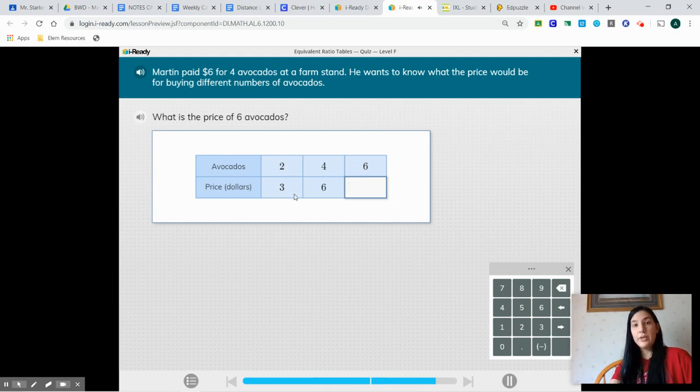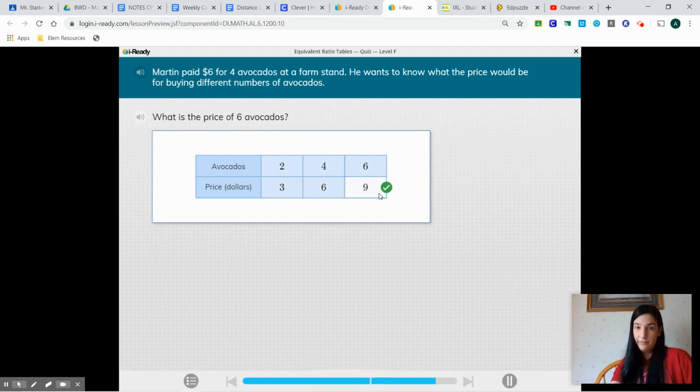What is the price of 6 avocados? So now we're going to go the opposite way. So here we went from 2 over to 6. We multiplied by 3. So we're going to do 3 times 3 to give us 9.